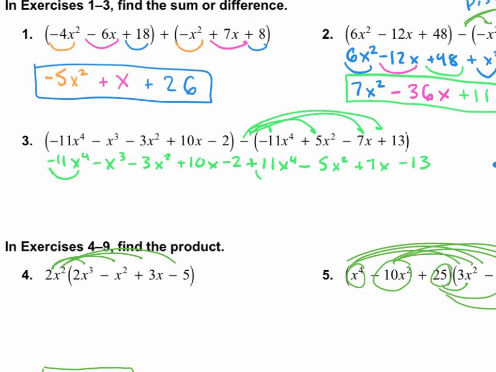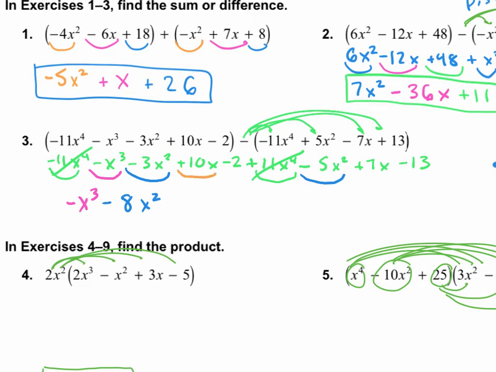So we have x to the 4th power, x to the 4th power. What happens to negative 11x to the 4th power plus 11x to the 4th power? They cancel out. Perfect. Next, we have our x cubed. So we just have 1 x cubed here, so this would just be minus x cubed. Now our x squared. So we have negative 3 and negative 5. What would we get for our coefficient in front of the x squared? Negative 8x squared.